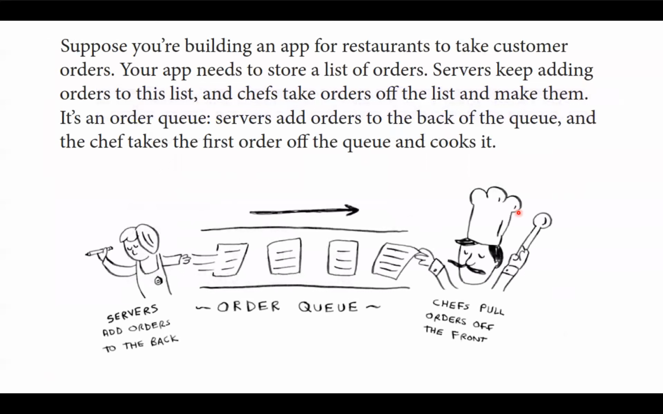So to end this class, I want you to think about this scenario. Suppose you're building an app for restaurants to take customer orders, and your app needs to store a list of orders. Servers keep adding orders to this list, and chefs take orders off the list and make them. It's an order queue. Servers add orders to the back of the queue, and the chef takes the order off the queue and cooks it. Now, the question here is, which among the two is a more appropriate infrastructure? Would it be an array or would it be a list? Again, for a list, you can easily insert it on the memory slot, whereas in an array, it's easier to pick any random element. So I want you to think about this, and hopefully in the next session you could share your thoughts about whether arrays or lists are more appropriate for this scenario.